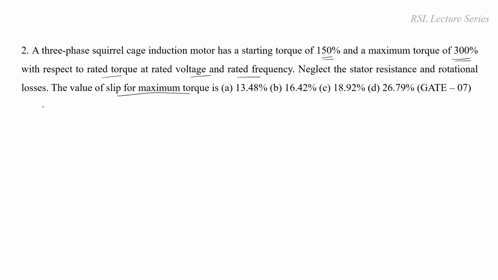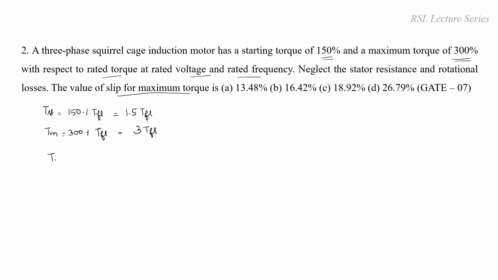So first the starting torque is 150%. Okay, starting torque is 150% of the rated torque. So rated torque is nothing but the full load torque. So 150% of full load. Okay, 150% means 150 divided by 100. So that can be written as 1.5 into full load torque. Okay. Similarly, the maximum torque is also given. So the maximum torque is 300% of the full load torque. Okay, rated torque means full load. So 300 by 100 will be equal to 3. So 3 into torque corresponding to full load condition.